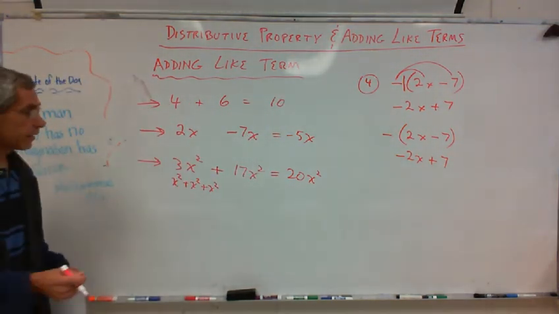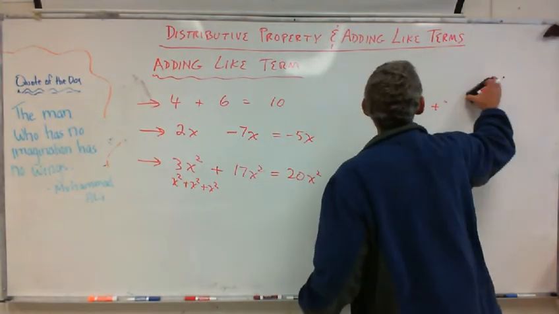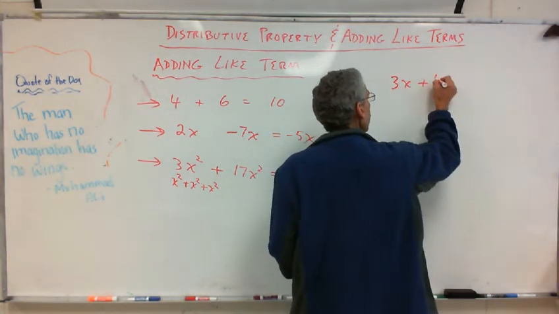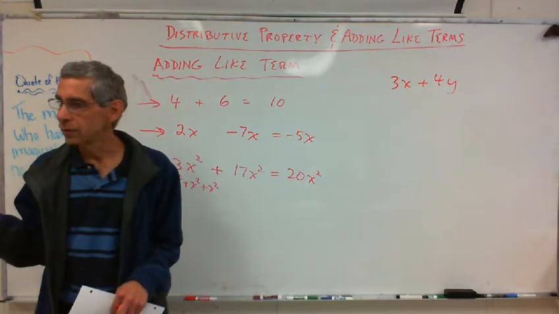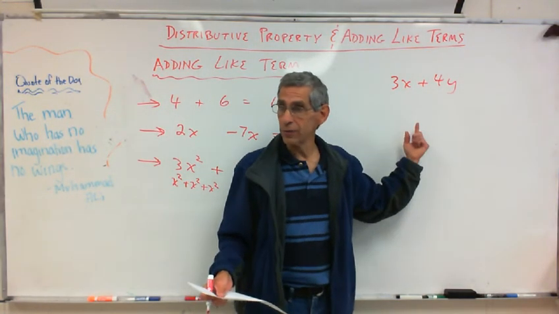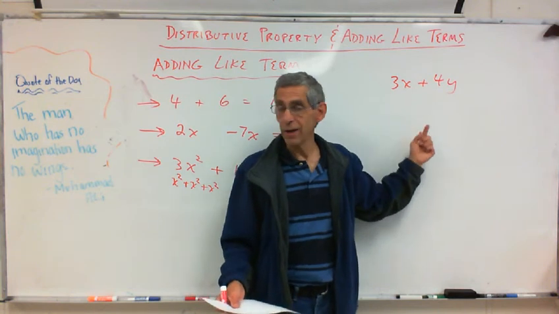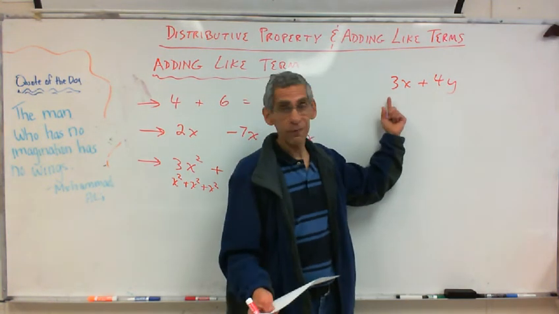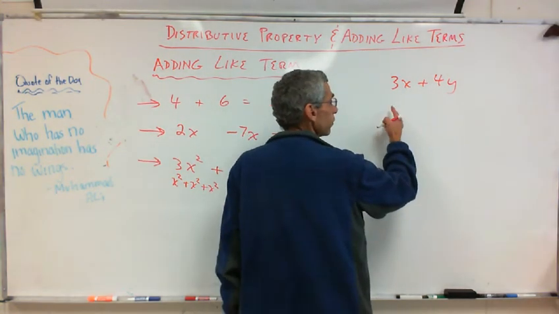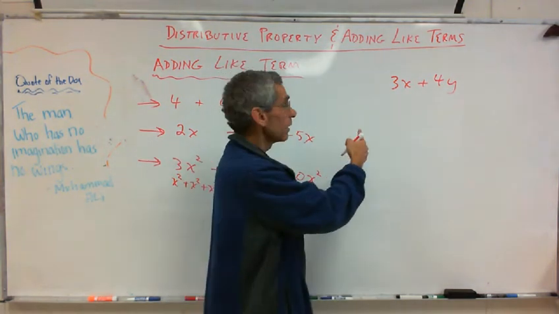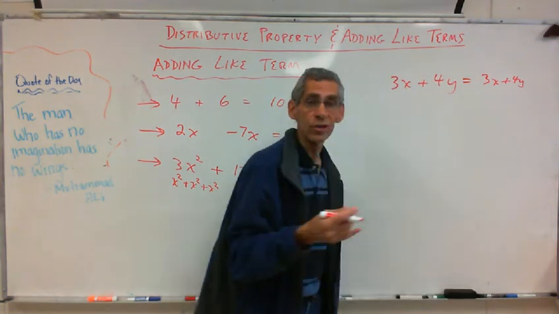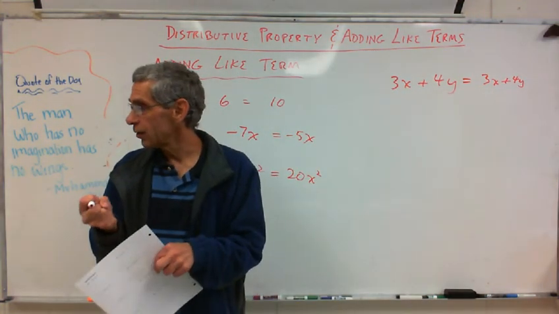Now, if I gave you something like 3x plus 4y, those are not like terms. This says I have 3 apples. This says I have 4 oranges. It doesn't mean I have 7 apples, right? It doesn't mean I have 7 oranges. I might have 7 fruit, right? But they're not like terms. They're totally different. So I can't do any more than that. If I said, what is that? I would just say it's 3x plus 4y. I can't go any further. There's nothing I can join together for like terms.